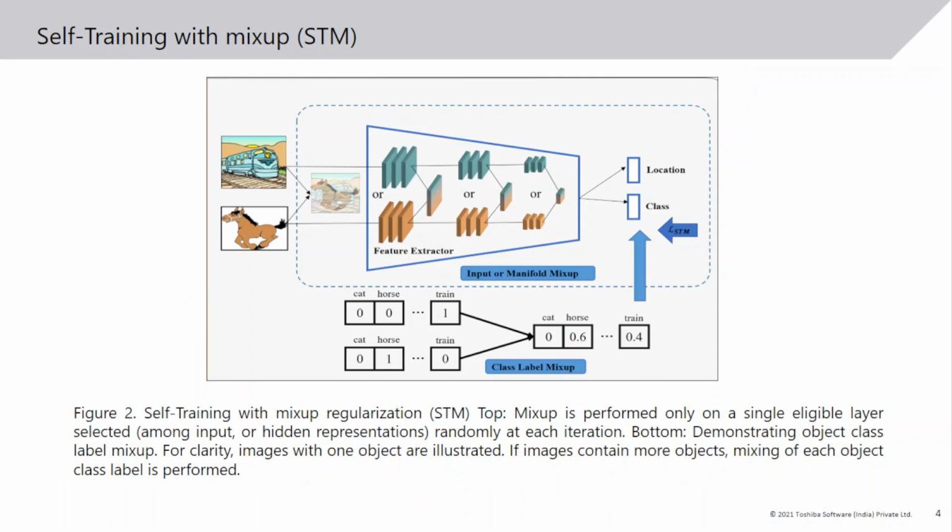During the self-training, we choose a convolution layer randomly and perform Mixup. In Mixup, we add the features for two different objects and forward pass it to the next convolution layer. The same Mixup is applied to the class label also, and now this mixed class label is used as a ground truth.